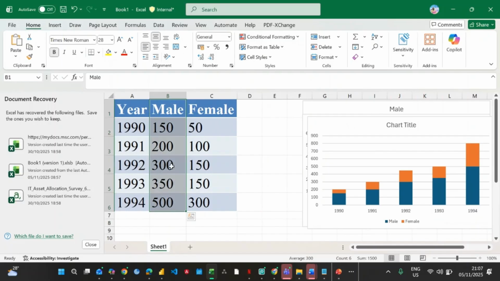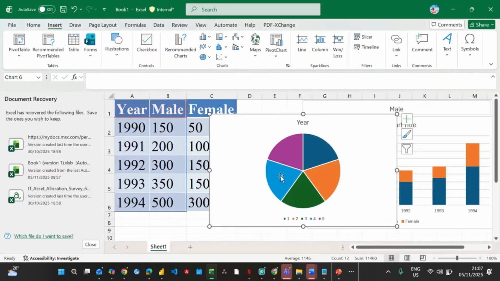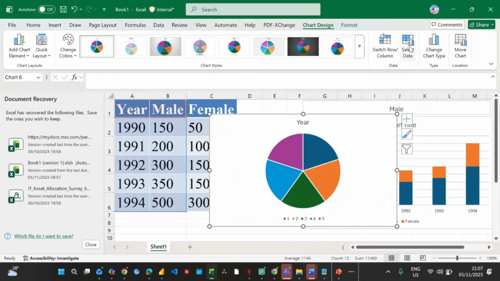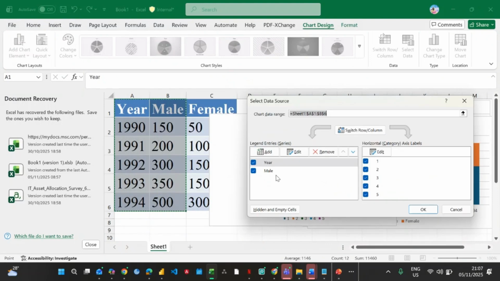Because if I do this now, I shall select only this one, female. But then it will still not give me what I want, so I will pick the year. Let me make the year to be this pie chart like this, and then I'm going to select data. So for my data selection, this is my male data, then this is my female.